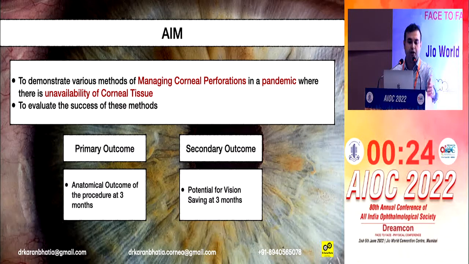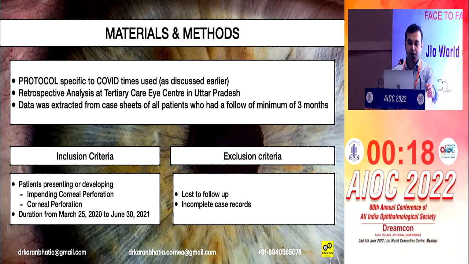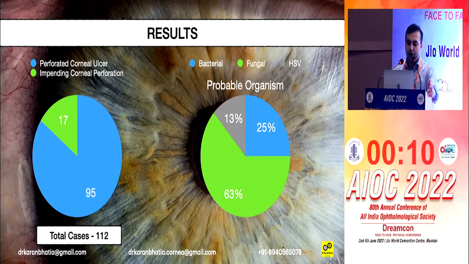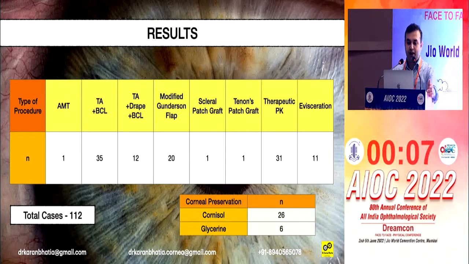In fact, during the COVID period, we had done a study to demonstrate the various methods of managing perforations in the pandemic era, where the primary outcome was the anatomical outcome after 3 months, and the secondary outcome was the potential for vision saving. Basically we had patients, and the protocol that I had shown earlier was followed. All parameters were recorded. What I would like to say is that 35 patients out of 112 underwent TABCL, 20 underwent modified Gunderson's, 31 underwent PK, and we used around 26 eyes from Cornisol and 6 from glycerine.